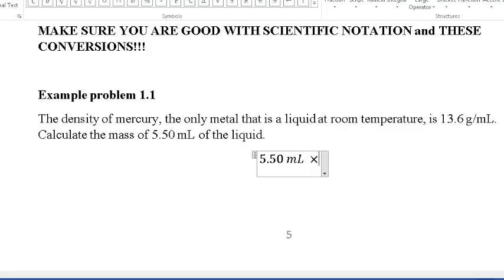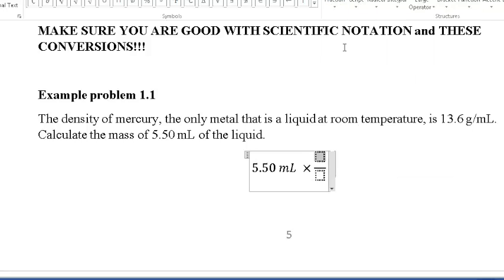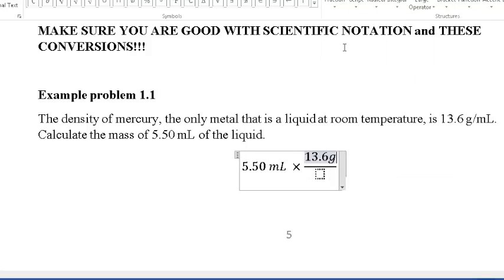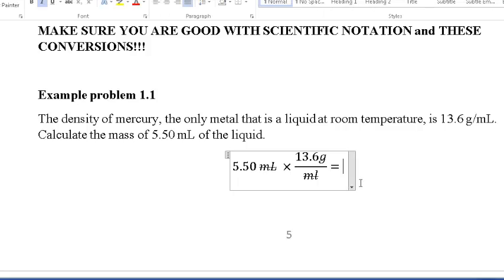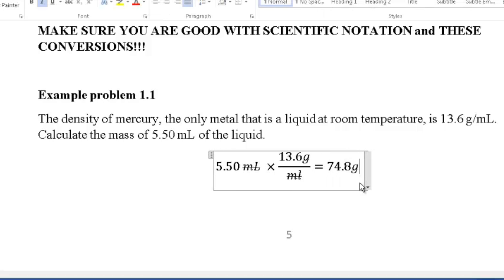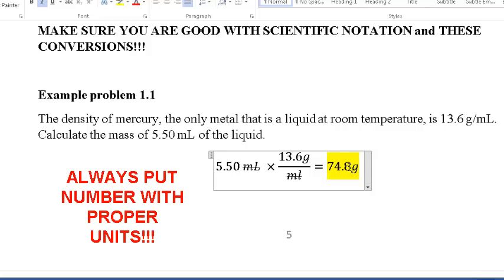We have 5.50 mL, and we know that for every 13.6 grams, there is 1 mL. And with that wonderful conversion factor, which is density, so yes, that's a relationship, the mL cancel, and we are left with an answer of 74.8 grams. Notice the mL and mL cancel, and also notice that I put a unit by my number. So always put a unit by that number. A number without units is meaningless, and that's just bad science. It's bad chemistry, bad biology.